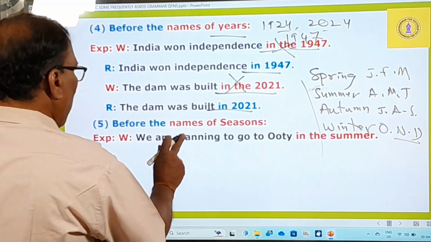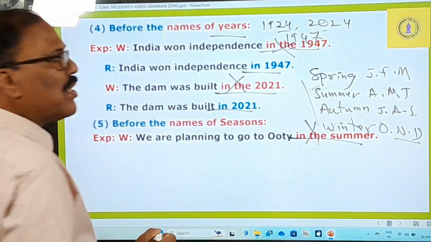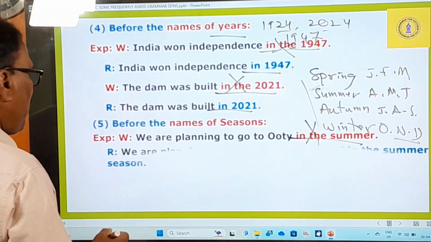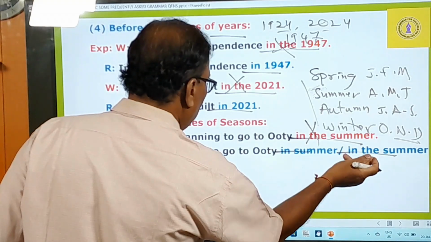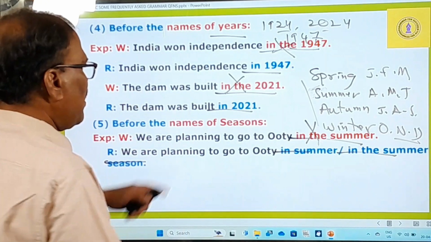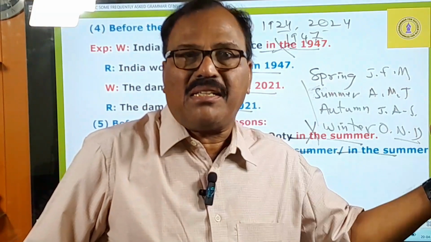What is that? We are planning to go to Ooty in the summer. You cannot say in the summer. We have to simply say in summer. In summer, you can say. In the summer season also you can say. That means after this season, if at all you happen to use the word season, then you can use it.